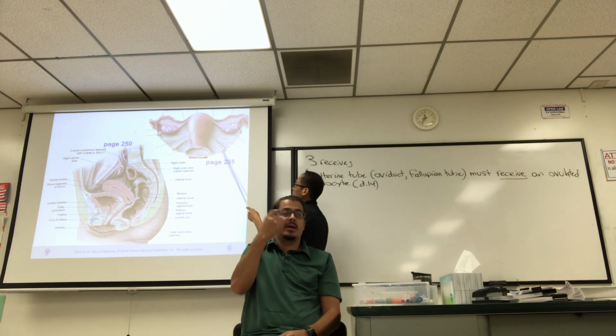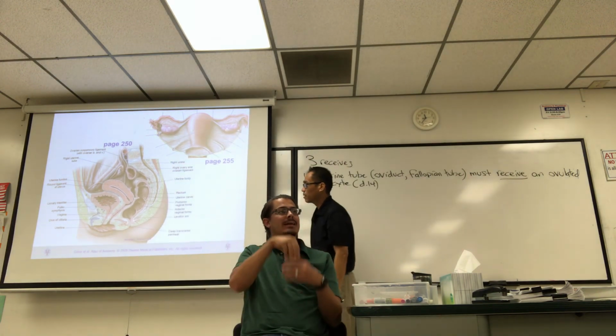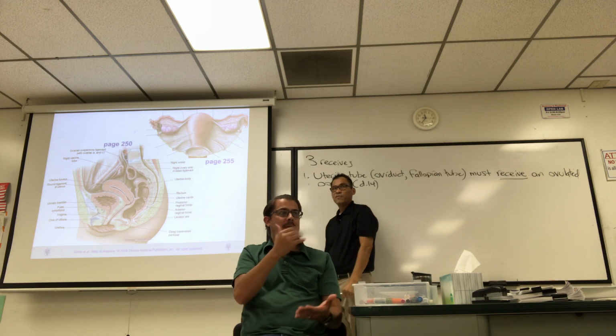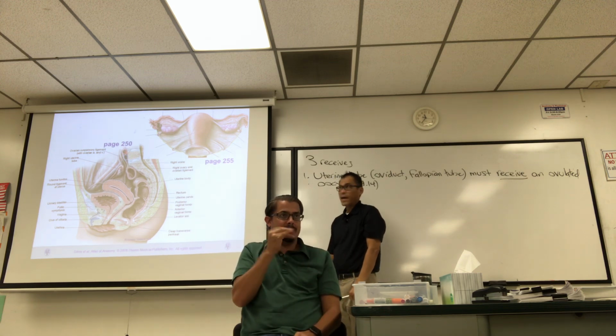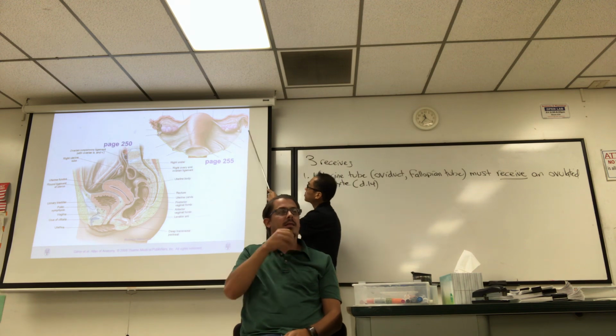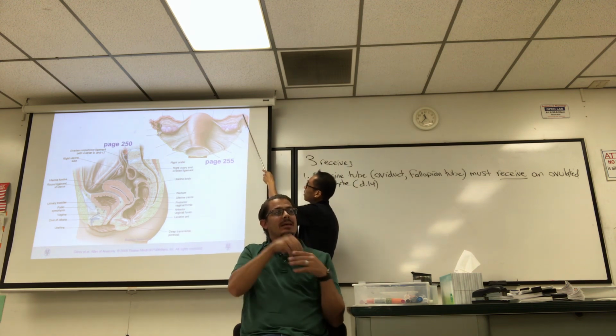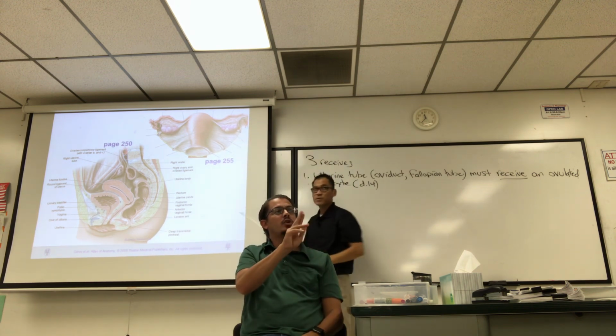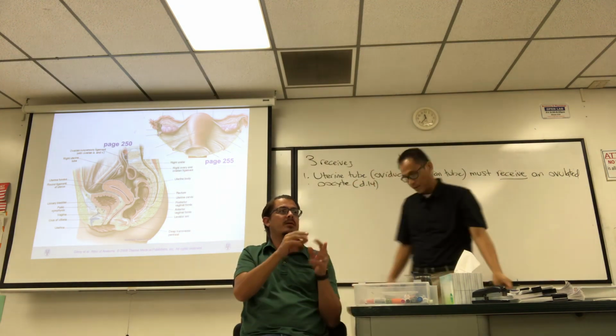If it's ovulated in the peritoneal cavity, you're probably not going to fertilize there. Even if you did, it wouldn't really take. The ideal thing is to receive it in this ampulla of the uterine tube. That is the typical site of fertilization. Let me write that down.